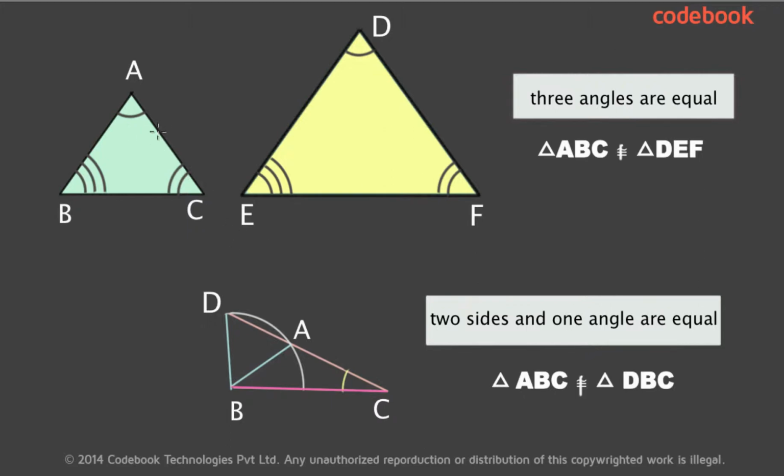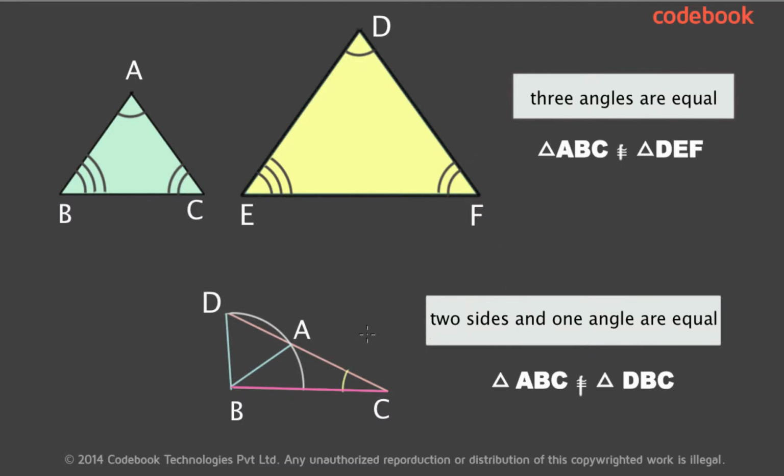As you see in the slide, there are two triangles ABC and DEF, and their angles are equal. Angle A is equal to angle D, angle B is equal to angle E, and angle C is equal to angle F. But if you observe, their sides are of different lengths. So these two triangles will not overlap each other if I place them one over the other. So knowing that three angles of a triangle are equal is not enough to determine if those two triangles are congruent. Now let's look at another possible scenario.